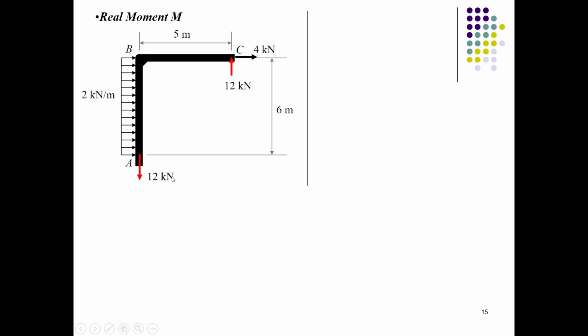As it's a frame which is supported by a hinge and a roller, we must form a couple instead of a moment, because the moment is not resisting either of the supports. So you will form the couple in a counterclockwise direction. So the couple would be in counterclockwise direction.